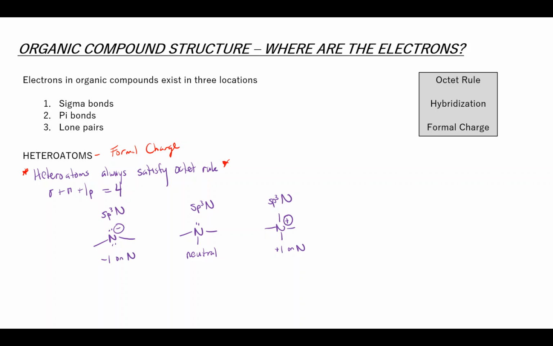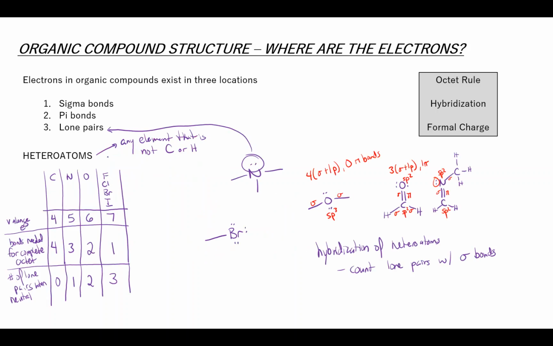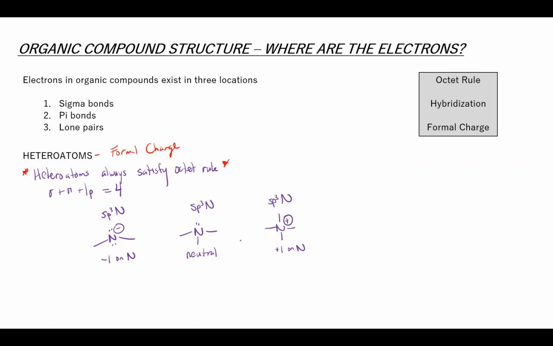So when we have more lone pairs than we had calculated on our table over here, right? When we look at our table for nitrogen, we predict 1 lone pair when neutral. If we have 1 lone pair, it's neutral. If we have 2, it's negative. If we have 0, it's positive, right? So 2 is negative, 1 is neutral, 0 is positive. This is true regardless of hybridization.